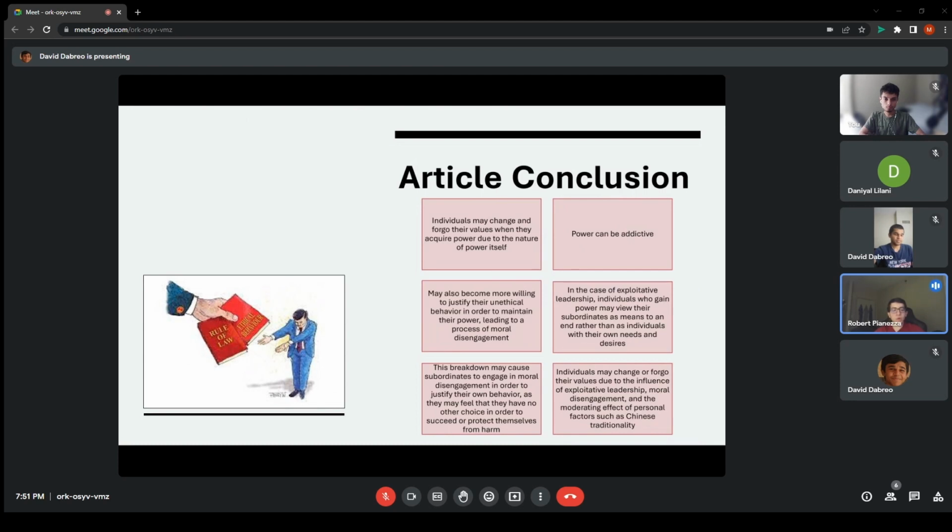Lastly, when individuals acquire control, they may change or forego their values due to the influence of exploitative leadership, moral disengagement, and the moderating effect of personal factors such as Chinese traditionality. Understanding these factors can help organizations create an ethical work environment and promote positive leadership practices.